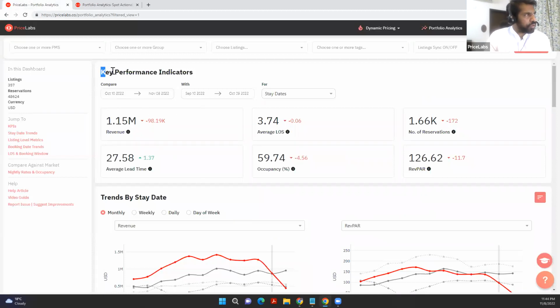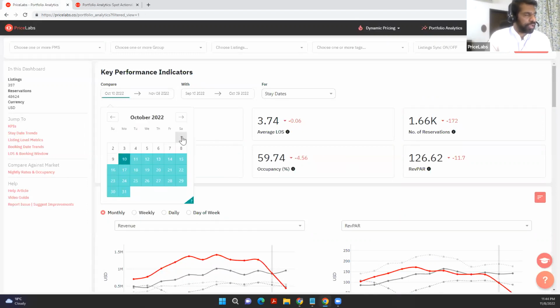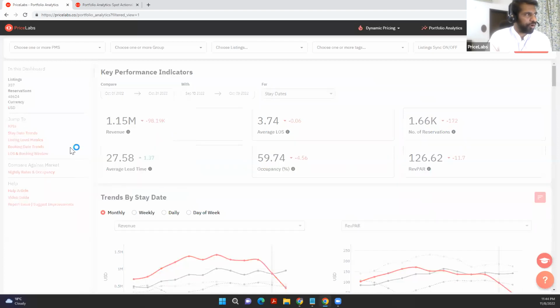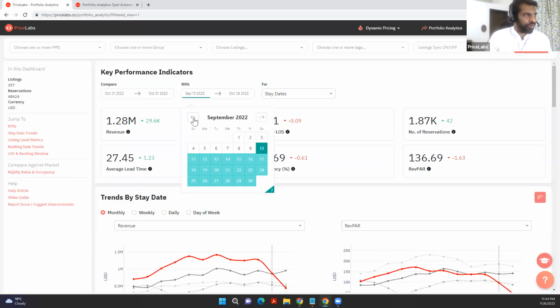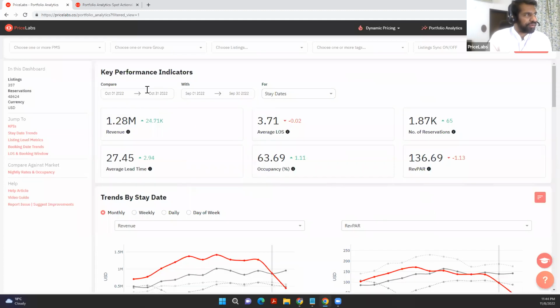At first, what you can quickly see is key performance indicators. Oftentimes, you might think about, hey, how has my October month been? And how did it, for example, compare to September month? I can quickly run a KPI report like this, where I can see my revenue. This is dummy data, so my revenue is not 1.28 million. This is completely dummy data, but 1.28 million in revenues, and it was up $24,000.